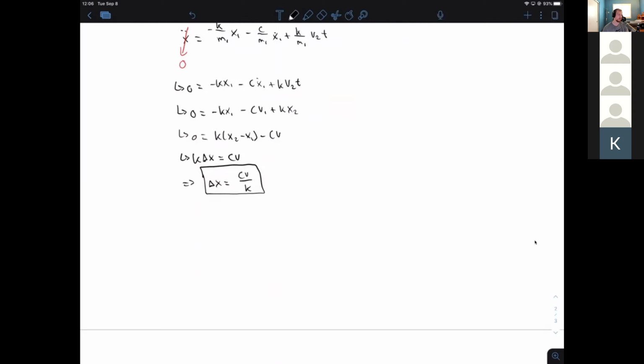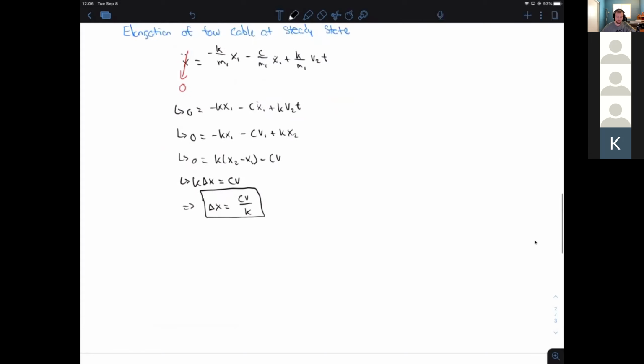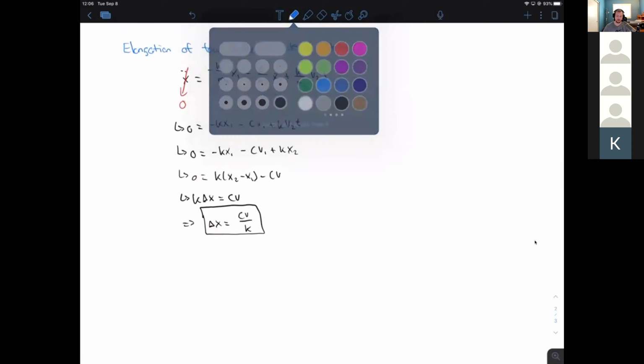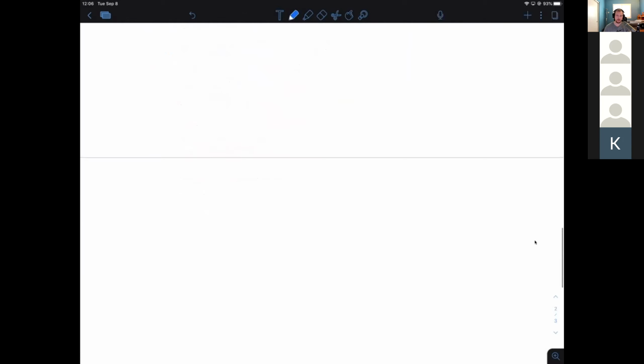Okay, so we can also solve for this a different way. So I'm going to show you, and then we're going to compare our graphs inside of Simulink next week. So let's write this as alternative elongation.